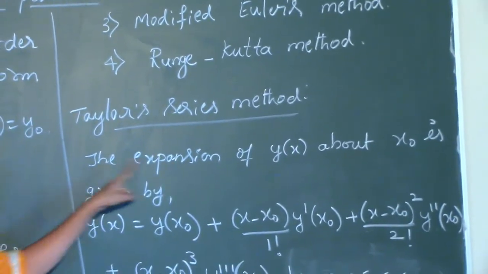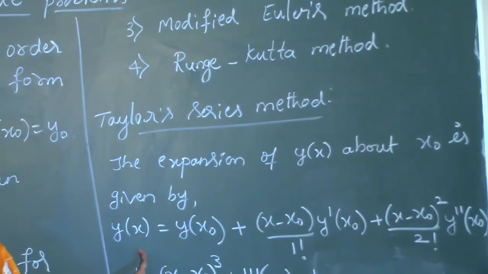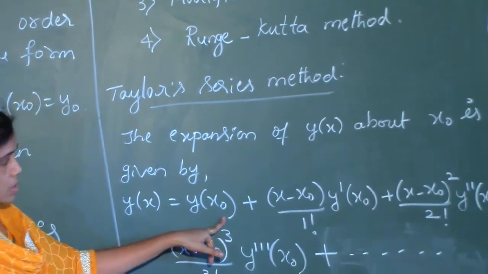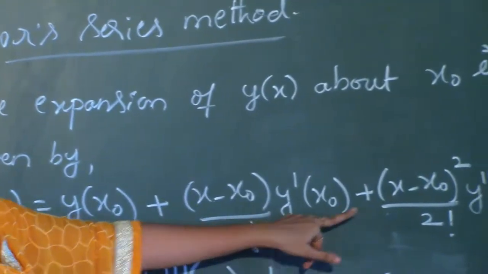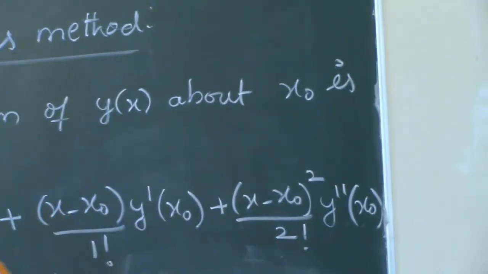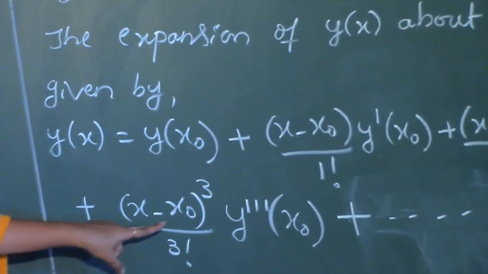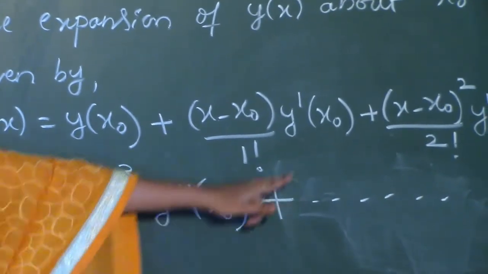So the expansion of y of x about x naught is given by y of x is equal to y of x naught plus (x minus x naught) by 1 factorial y dash of x naught plus (x minus x naught) whole square by 2 factorial y double dash of x naught plus (x minus x naught) whole cube by 3 factorial y triple dash of x naught plus so on.